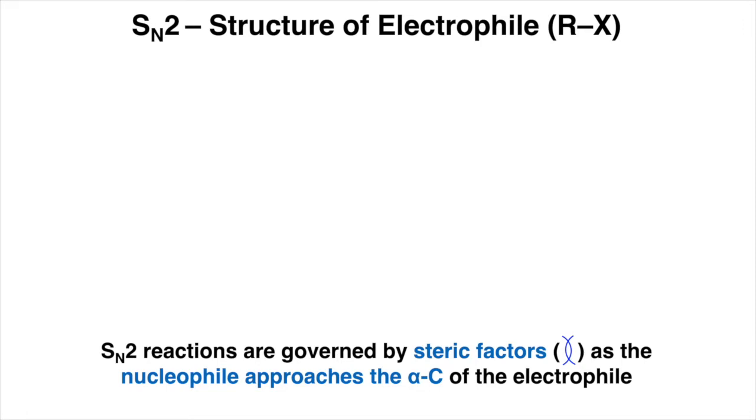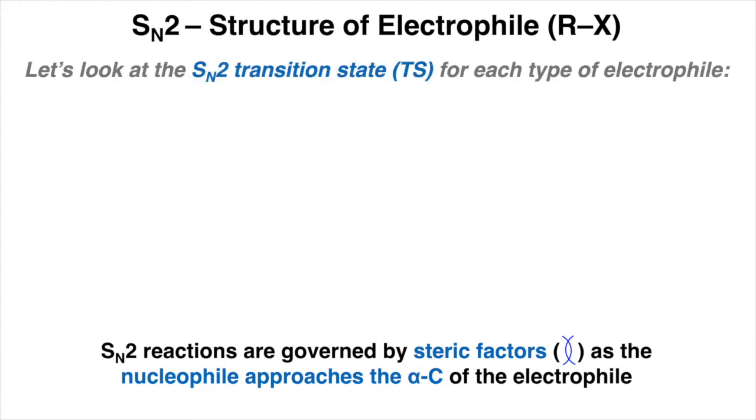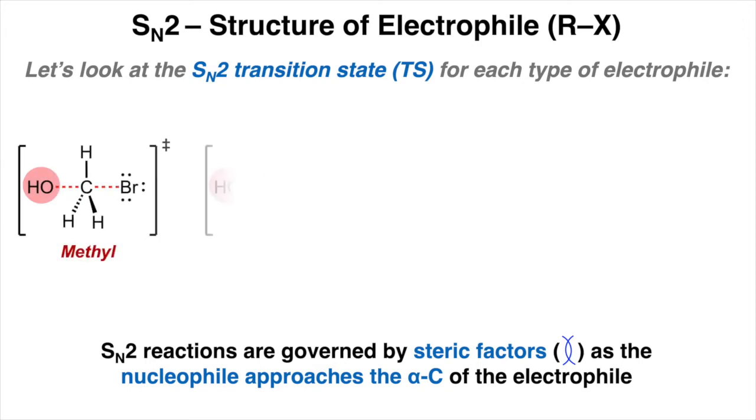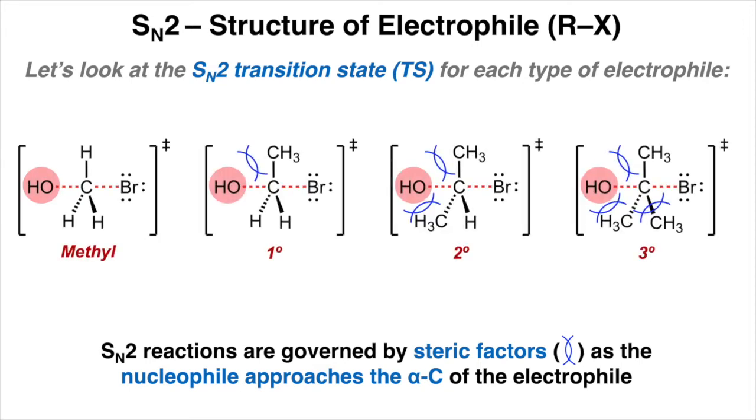Basically, think of two yoga balls colliding with one another, and that clash is signified by two blue arches shown here. For the nucleophile to approach the alpha carbon of the electrophile, it needs a lot of space to do this. To understand this in a more chemical setting, let's take a look at the SN2 transition states for each type of electrophile that we just discussed.